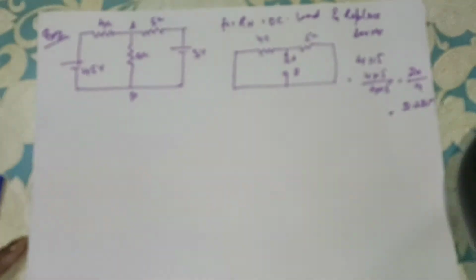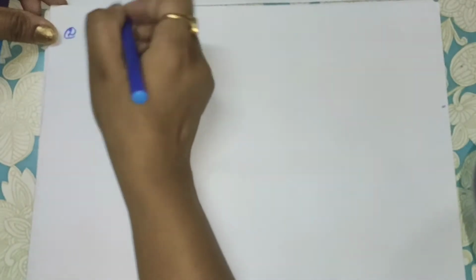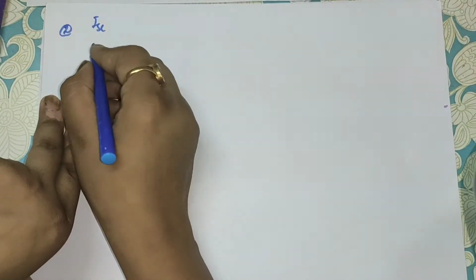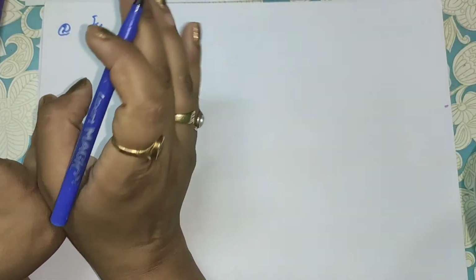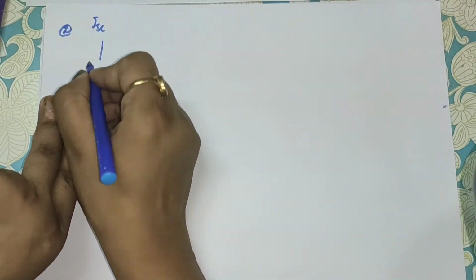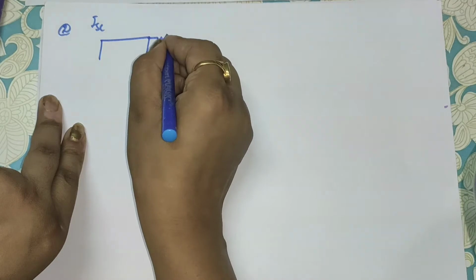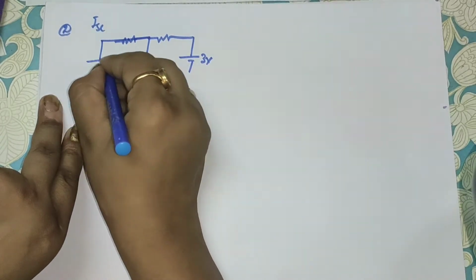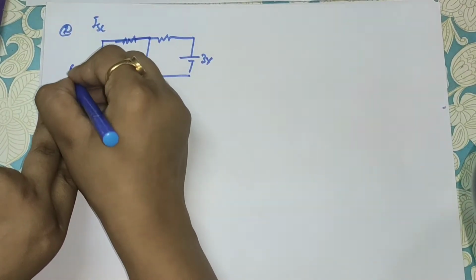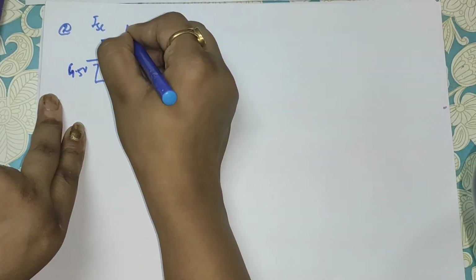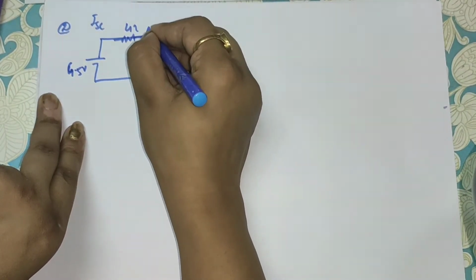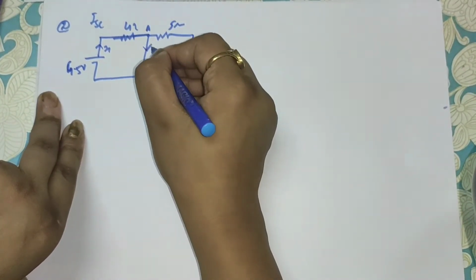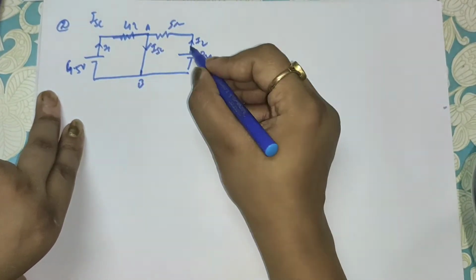Okay, now for ISC what you have to do, the circuit is like this. The 6 ohm resistance is fed by the 2 voltage sources, so you can use superposition theorem, KCL, KVL, whatever you want. If the load terminal is short circuited, the circuit will be like this: 3 volt, 4.5 volt, this is your 4 ohm, 5 ohm, and the 6 ohm resistance is short circuited. Let's suppose I1 current is flowing through this, I2 current is flowing through this, and ISC current is flowing through this.